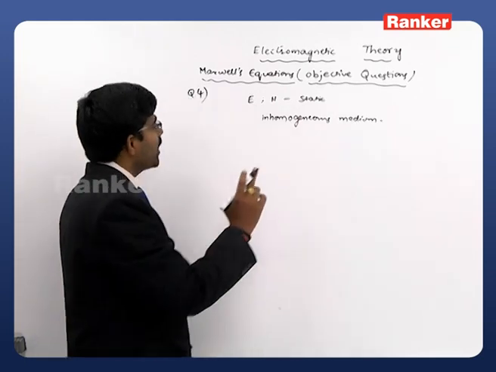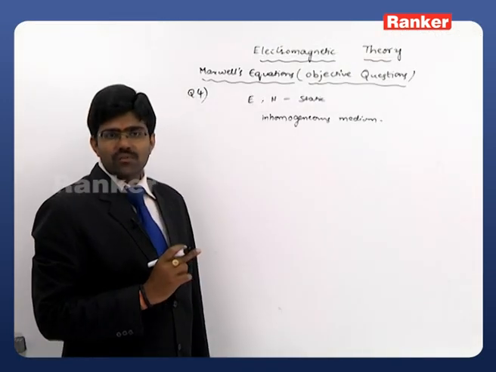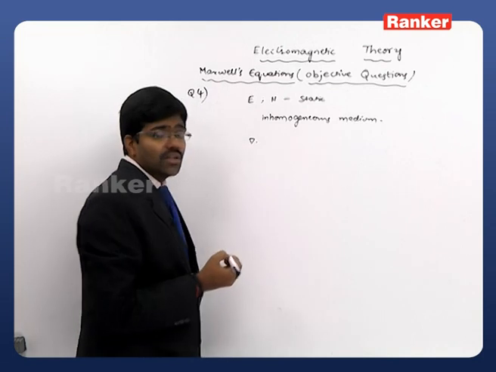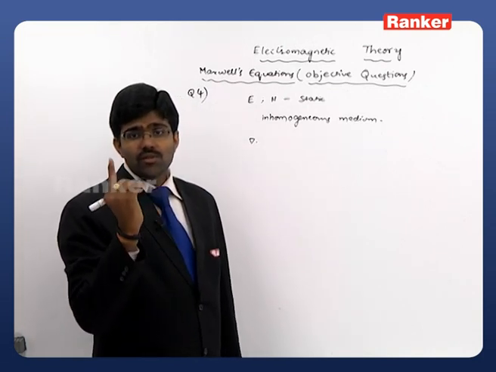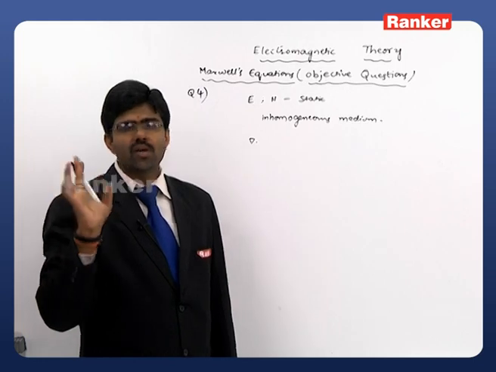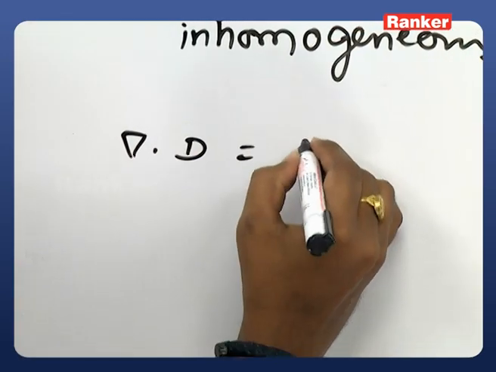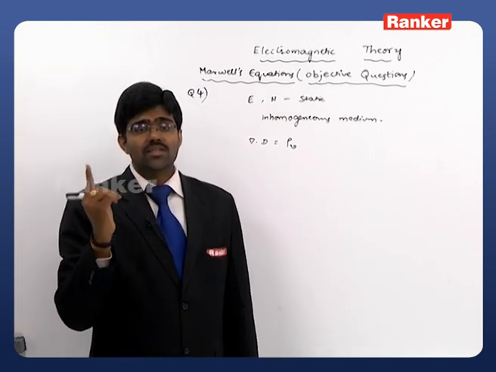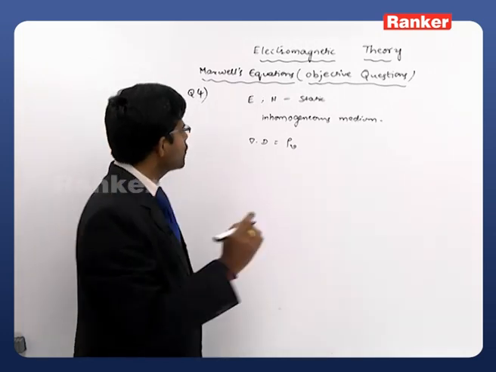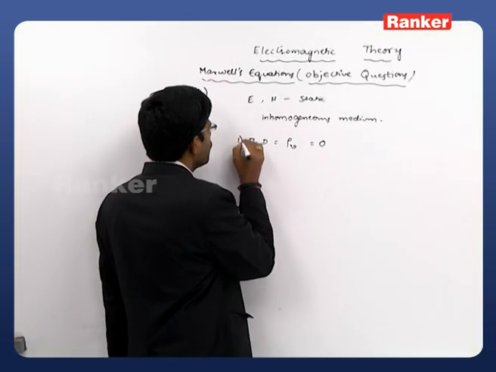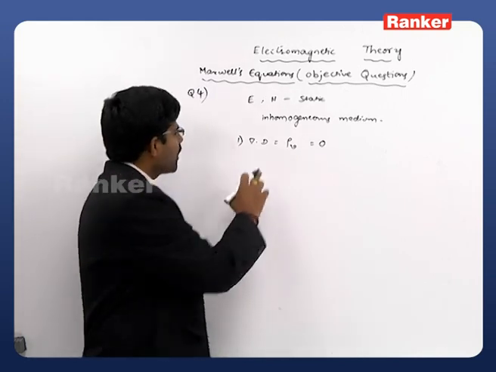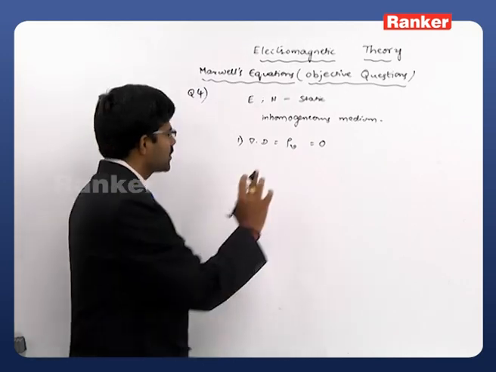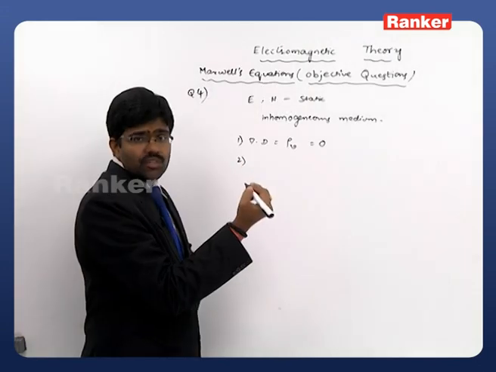So what we do is write down the equations for our static fields and try to correlate them. For an inhomogeneous medium, as we discussed, epsilon will be inside the operator. So del dot D is equal to rho V, that's what we are supposed to take. But here it is mentioned as a charge-free or source-free medium, so this must be equal to 0. That is our first equation: del dot D is equal to 0. We couldn't find any del dot D equal to 0 in the options, so leave it. This is not the equation required for this particular question.